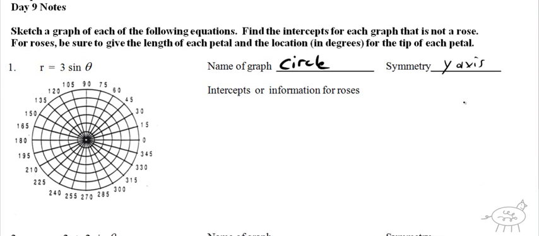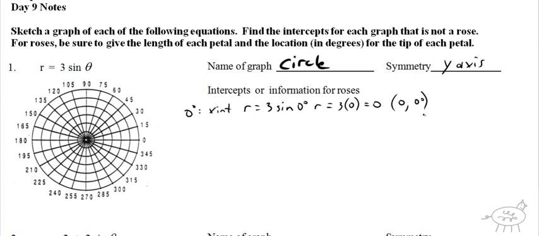So here's the deal. We're going to do 0 degrees, and think of this as the x-axis, so it's an x-intercept. So r equals 3 sine of 0 degrees, putting in 0 for theta. What's sine of 0? You need to know that. Sine of 0, remember, it starts at 0, so the answer is 0. So that coordinate is r is 0, comma 0 degrees.